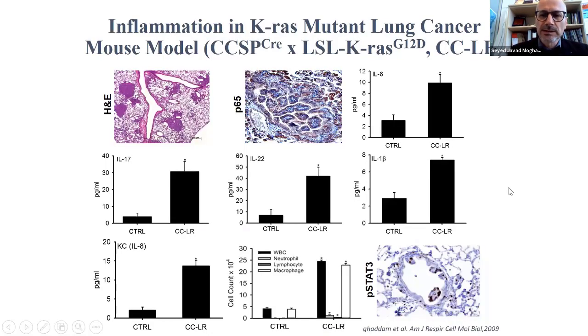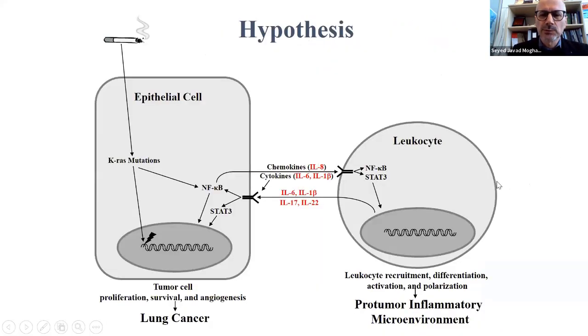So, interestingly, our model not only recapitulates all aspects of the tumor progression, it is also associated with inflammation. It shows activation of NF-kappa-B, as you see here, and increased levels of pro-inflammatory cytokines like IL-6, chemokine IL-8, IL-1-beta, and also two important cytokines, IL-17 and IL-22. It's infiltrated with different types of immune cells, macrophages and neutrophils. And interestingly, even at early stages, it shows activation of the STAT3 pathway, which is downstream of IL-6 and IL-22, and is indirectly activated also by IL-17. So it's a model that could be used to study the tumor microenvironment.